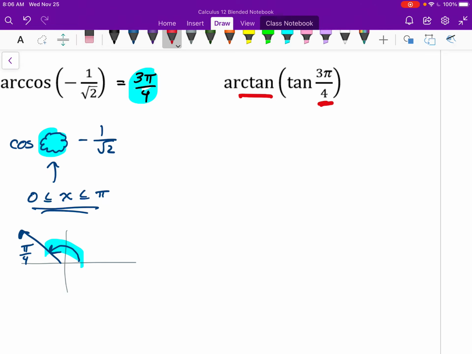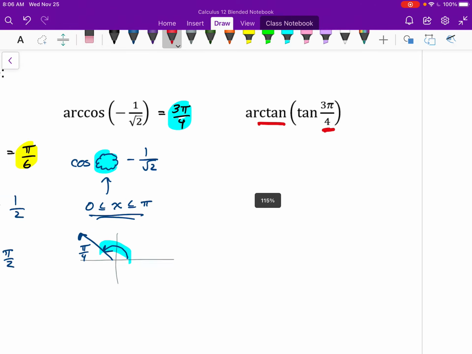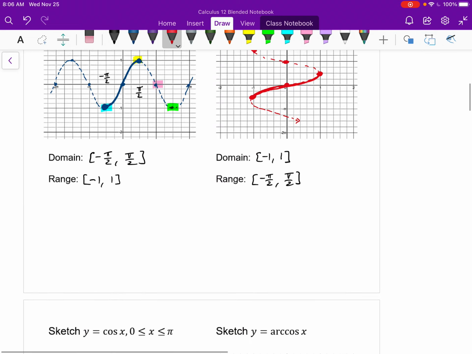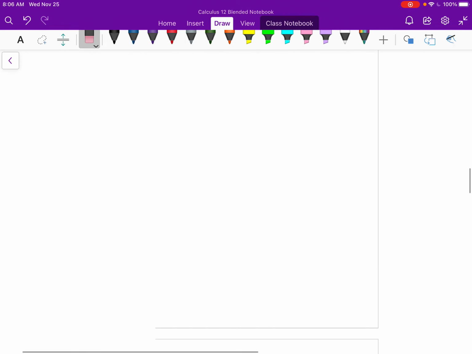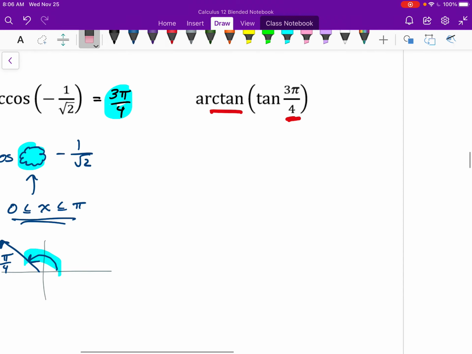And notice what I'm putting into the tangent function is 3 pi over 4. That's what I'm putting inside the tangent function. But if I look back at arctan, 3 pi over 4 is not even inside that restriction. So we just got to be careful. So that said, how do I deal with this?